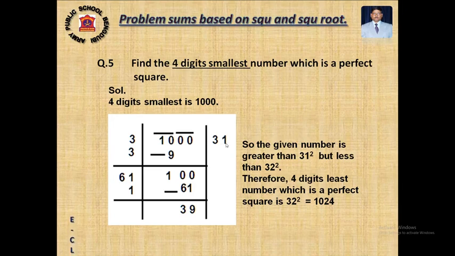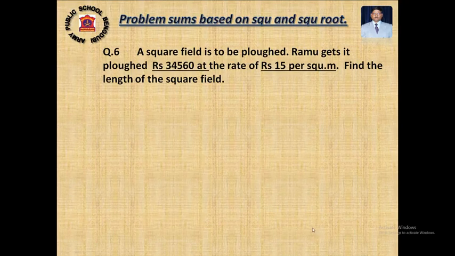The next square number is 32 square. 31 square will be less than 1000. The next square number will be 32. Your answer is 32 square. What is 32 square? 32 whole square is equal to 1024. So 1024 is a 4-digit number and also the smallest square number of 4 digits. Clear?